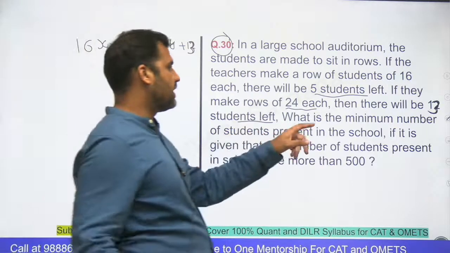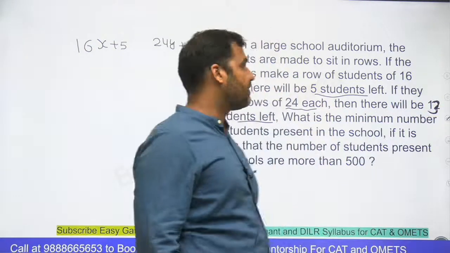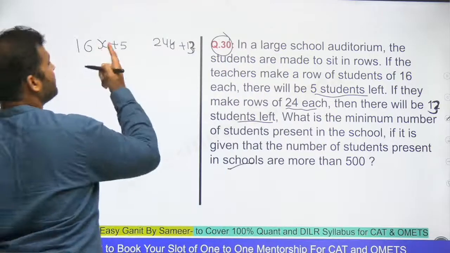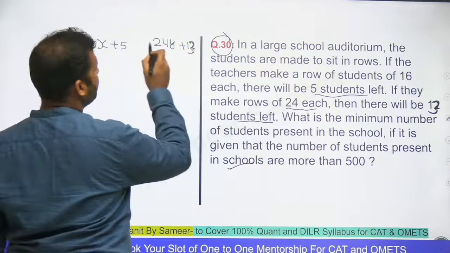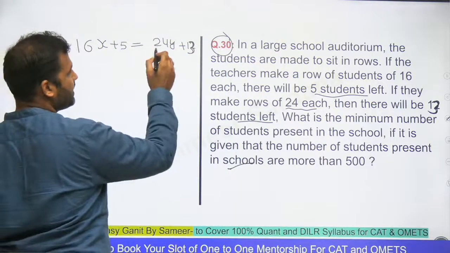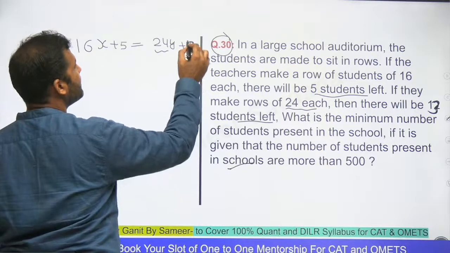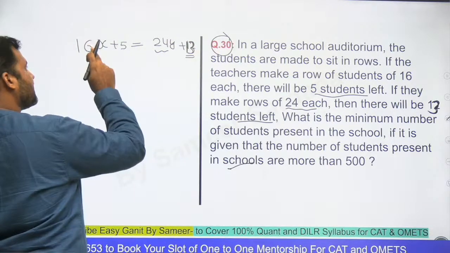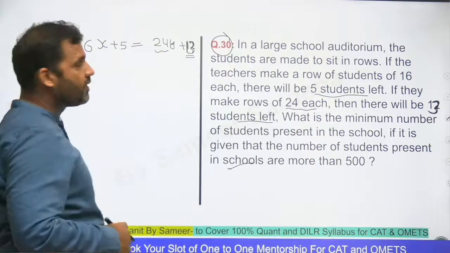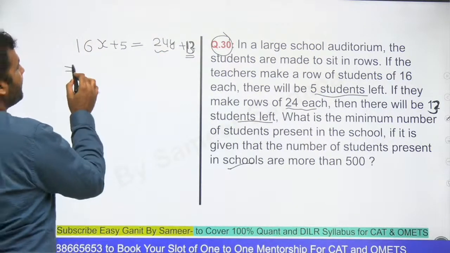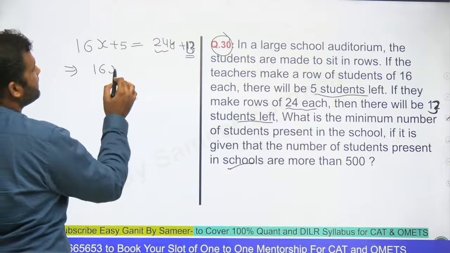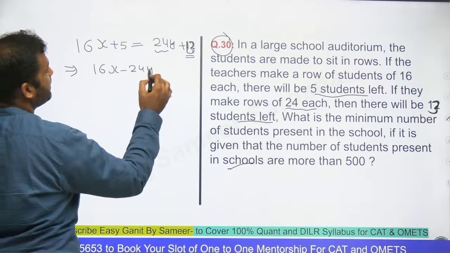Just do this correction guys, then there will be 13 students left, right? So 16x plus 5 is equal to 24y plus 13. 24 students sit in one row, then there will be 13 students left guys, right? So can I say 16x plus 5 should be equal to 24y plus 13. Now this gives you 16x minus 24y is equal to 8.